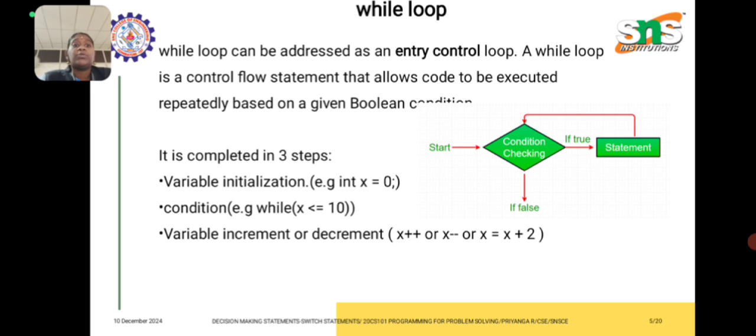A while loop is a control flow statement that allows code to be executed repeatedly based on some Boolean condition. It contains three steps. First, we initialize the variable and give the condition. Then the variable is incremented or decremented, that is updation. First, we start the program and check the condition. If it is true, it moves to the statement. If it is false, it will come out.